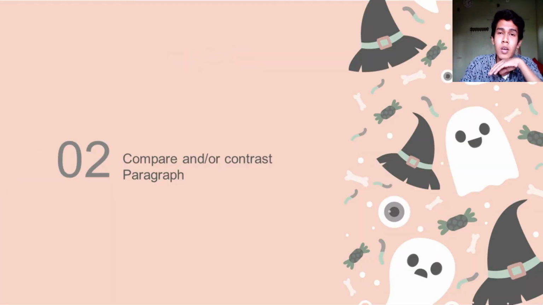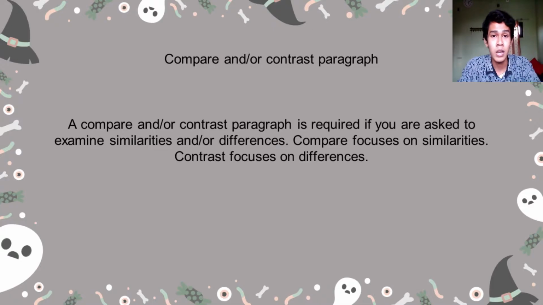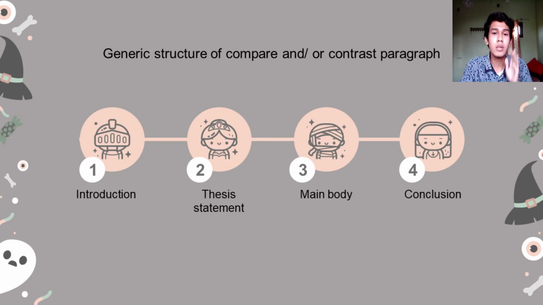Next is compare and contrast paragraph. A compare and contrast paragraph is required if you are asked to examine similarities and differences. Compare focuses on similarities, contrast focuses on differences. The generic structure of compare and contrast paragraph is first introduction, second is thesis statement, 3 main body, 4 conclusion.